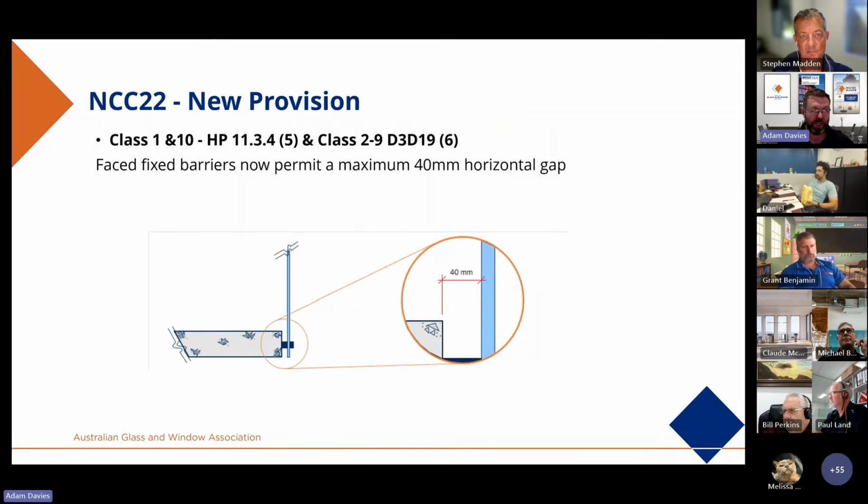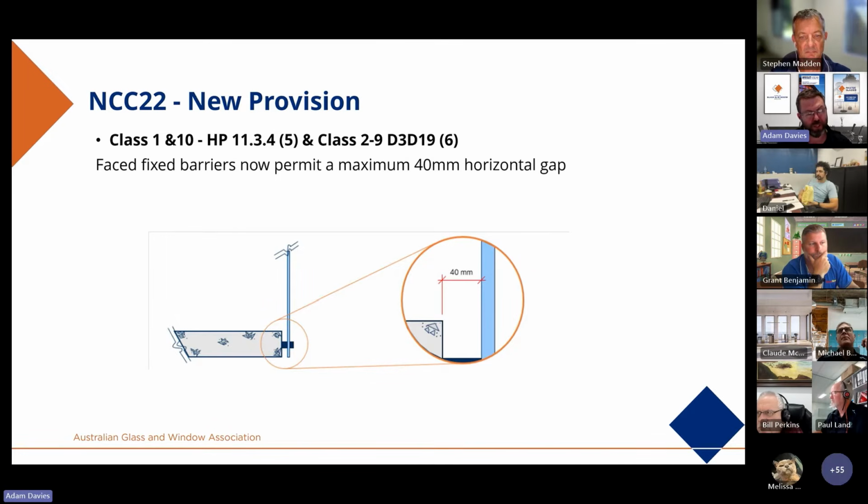I'm going to talk to a specific change within the NCC, and that is in relation to face-fix barriers. So previously to the adoption of NCC 2022, there was no specific guidance given for what gap must exist between the edge of a slab and the inside face of a barrier. Historically, what had generally been applied was the vertical gap requirement, which was 125 mil, but that in some cases is not appropriate for a horizontal distance, as that is quite a gap, and items can potentially fall down.